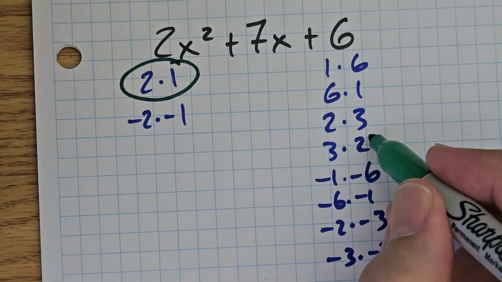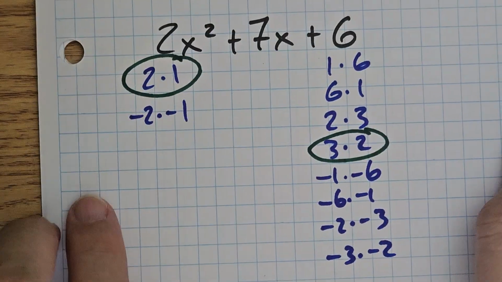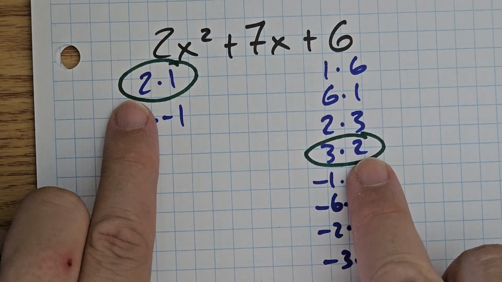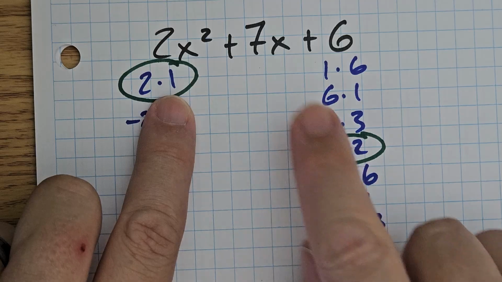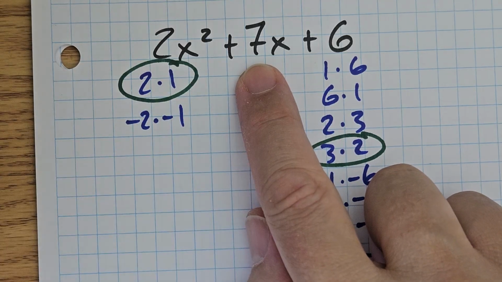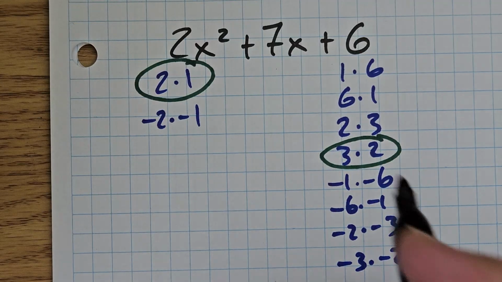These two and these two. The outside product, 2 times 2 is 4. The inside product, 1 times 3 is 3. Add those together and we do get 7. So here's how I put that into my factored form.